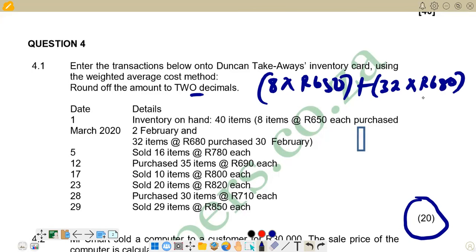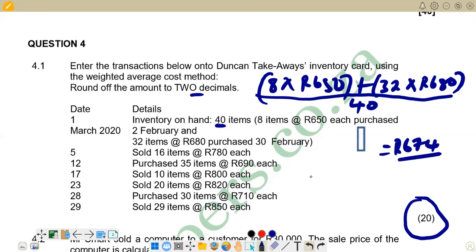So when you calculate that, you multiply, you add, and then divide by the total units. Remember, we've got 40, so 40 is going to be our denominator, so that we calculate the weighted average at the beginning. When you calculate that correctly, you're going to get 674. So this is the figure that we are going to start with as the weighted average per unit. So we are just going to go to the answer section and summarize that as our beginning information.